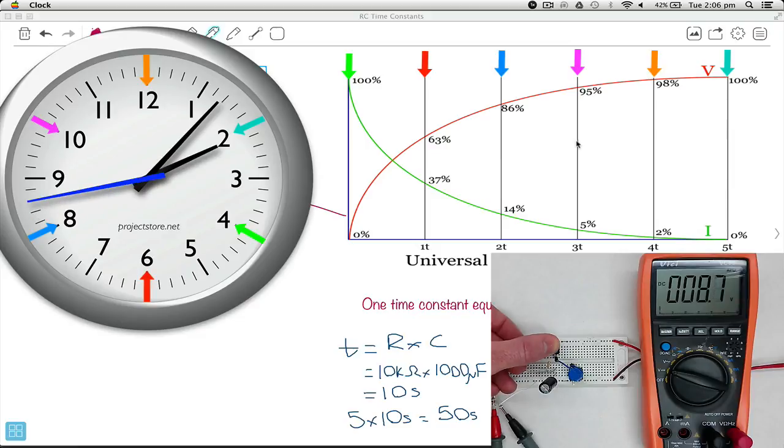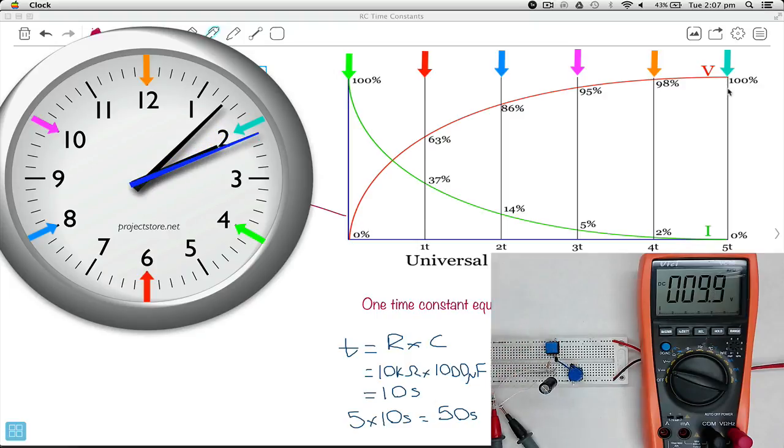Pretty close. Let's see, after the next 10 seconds, we should be at 9.5 volts, 95%. Again, pretty close. After the next 10 seconds, we should be at 98%, or 9.8 volts. Ooh, that one was very close. And then finally, this is getting up to our 50 seconds. We should be up here at our 100%, which is about 10 volts, which is there.